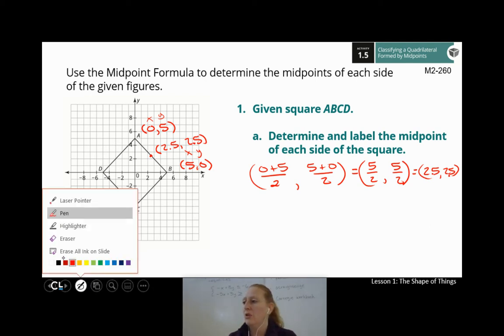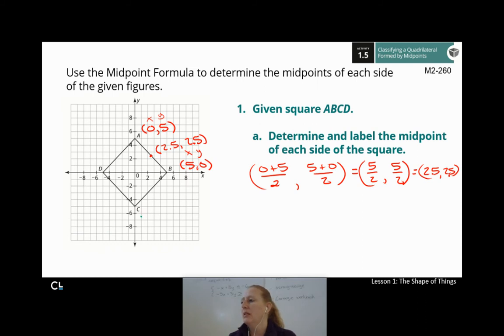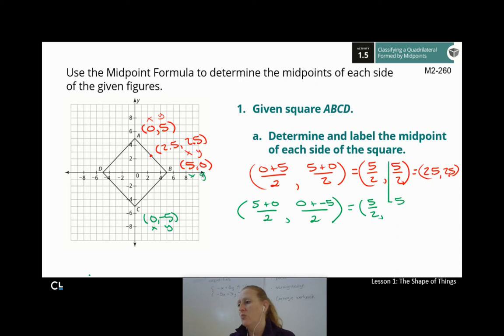Let me grab another color. And I'm going to do some more. So this point, it looks like it's at (0, -5). So if I want to find the midpoint of CB, I need to add my x's together, 5 plus 0, and divide by 2. I need to add my y's together, 0 plus -5, divide by 2. 5 plus 0 is, of course, 5. 0 plus a negative 5 is negative 5. Ooh, sorry about that. We will fix that.